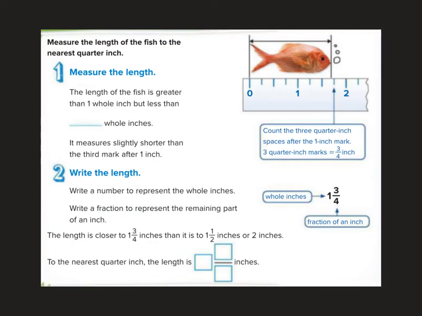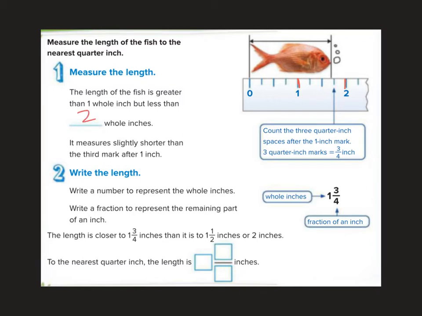So if we are going to measure the length of the fish to the nearest 1/4 inch, first we're going to measure the length. The length of the fish is greater than 1 whole. See, here's 1, but it's not 2 yet. Okay, so we aren't going to say it's 2 inches. We're going to say it's 1, and then we're going to put our fraction, but less than 2 inches.